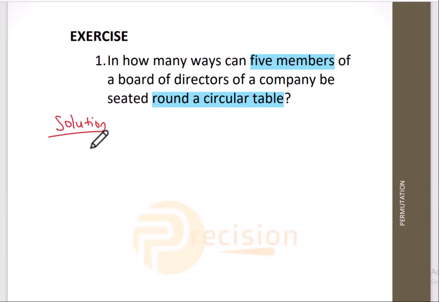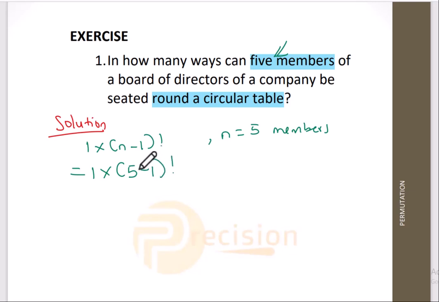Solution. The formula I'm going to use is 1 multiplied by (n minus 1) factorial. From here, what is our n? It is 5, the 5 members. This is the number of objects I'm working with. So we have 1 multiplied by (5 minus 1) factorial. You can actually skip the 1, since it doesn't play any role, but just write it, it doesn't change anything. 5 minus 1 is 4, so we have 4 factorial. From here I have 1 multiplied by 4 multiplied by 3 multiplied by 2 multiplied by 1.